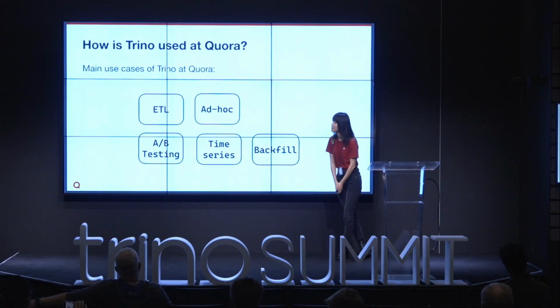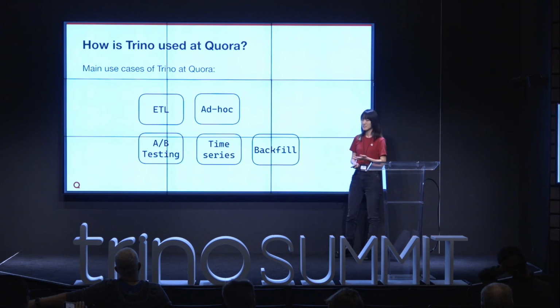The next one, time series dashboards. This is not for monitoring purposes. It's mainly for our internal company metrics. For example, how many answers and questions we have at Quora, the site visits, how many people visit Quora, our revenue, and so on.